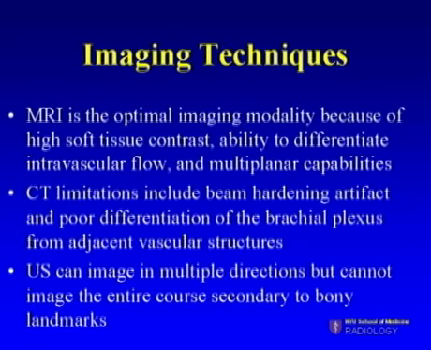There are many imaging techniques that can evaluate the brachial plexus. However, MR is the optimal imaging modality because of its high soft tissue contrast and ability to differentiate intravascular flow, as well as its multiplanar capabilities. CT limitations include beam hardening artifact and poor differentiation of the brachial plexus from adjacent vascular structures. There have been recent reports of ultrasound imaging of the brachial plexus, but still, ultrasound cannot entirely image the entire course of the brachial plexus secondary to bony landmarks and depending on the patient's body habitus.